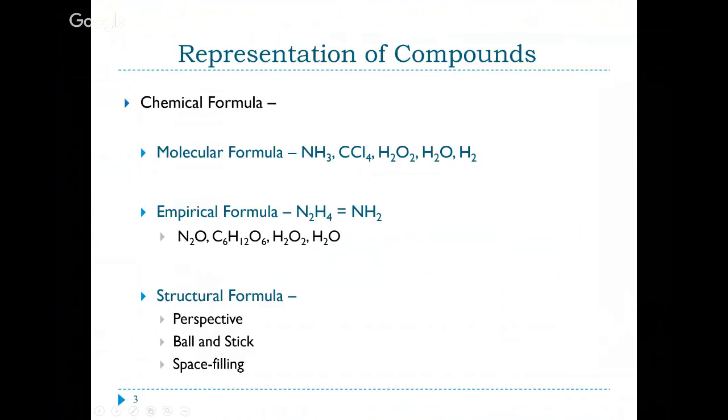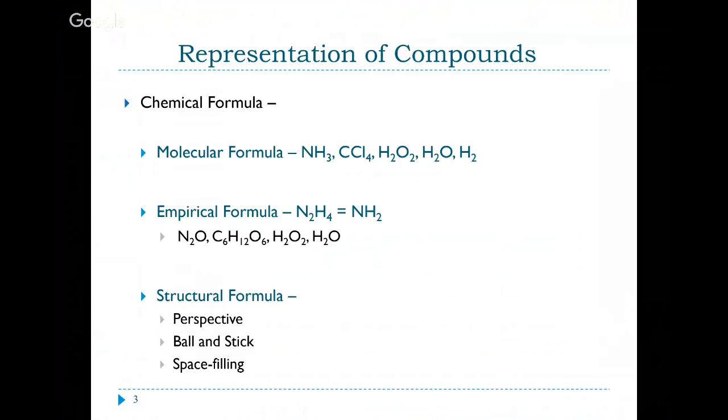So your structural formula is going to give you the most information about a particular compound because it shows you how the atoms are actually connected. So it's going to show you what type of atom, how many there are, and then how they're actually bonded to each other. So your perspective structural formula, we use wedge lines and dashed lines to show on a sheet of paper what atoms are going away from you, which is your dashed lines, and what atoms are coming towards you, which are your wedged lines.